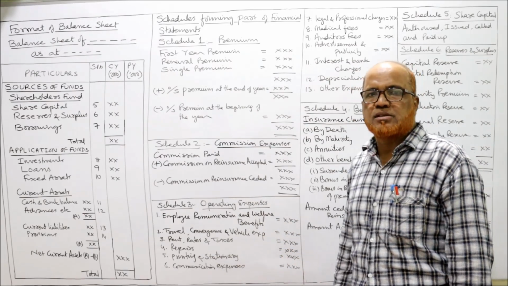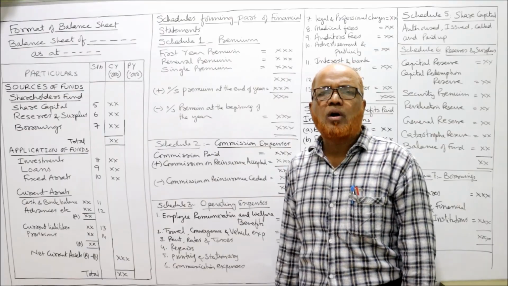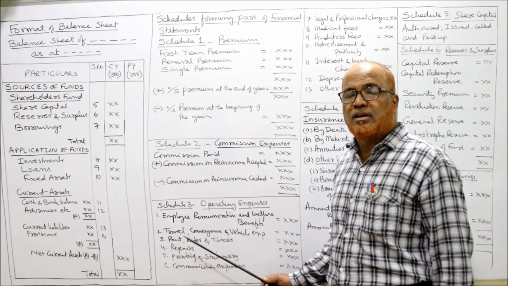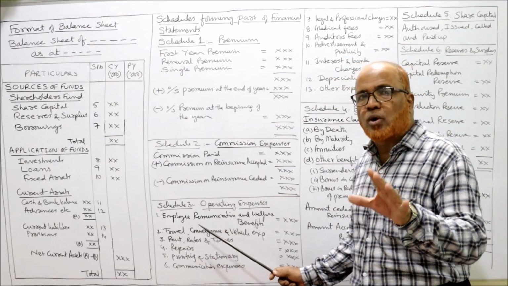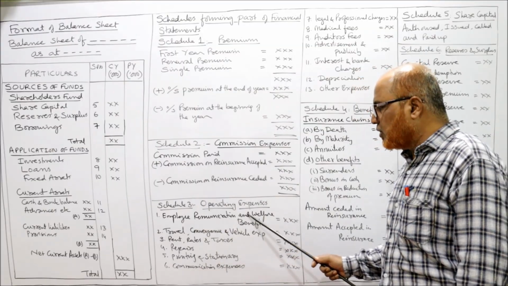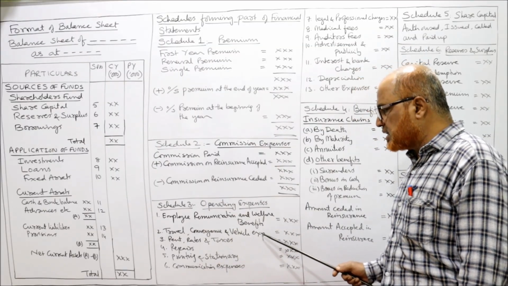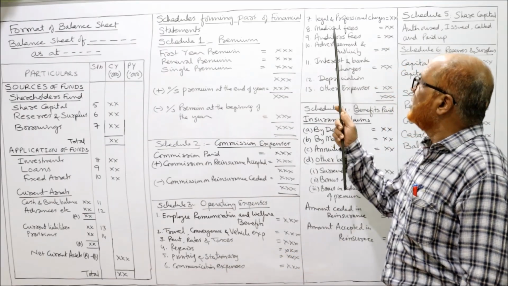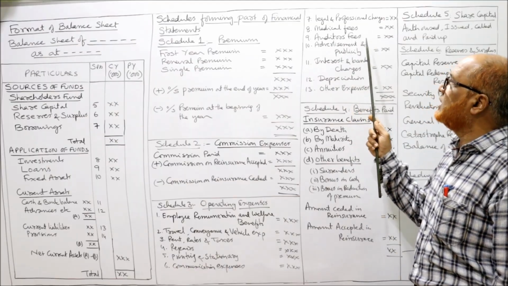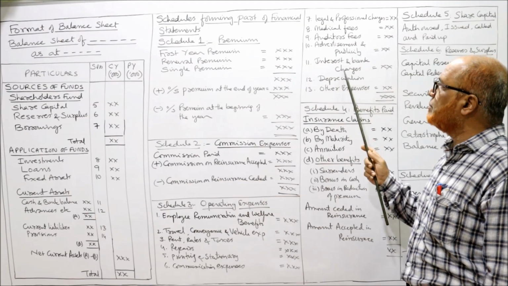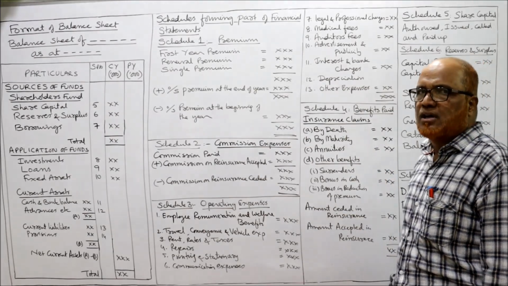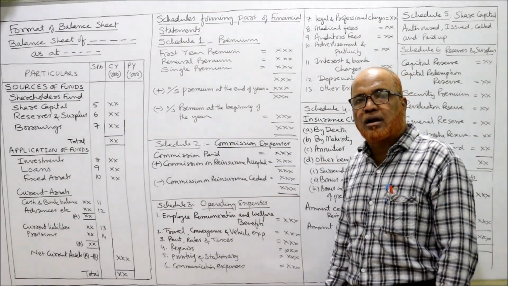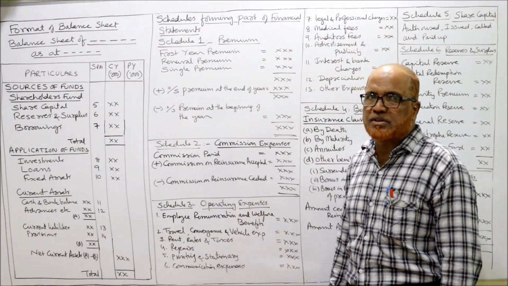Schedule 3, operating expenses. All the running operating expenses will come in schedule number 3. I have given an example here just to get a grasp on the heads. Employee remuneration and welfare benefits, travel, conveyance and vehicle expense, rent, rates and taxes, repairs, printing and stationery, communication expenses, then legal and professional charges, medical fees, auditors fees, advertisement, publicity, interest and bank charges, depreciation, other expense. This is only an example of the items which will come under schedule number 3, operating expenses.